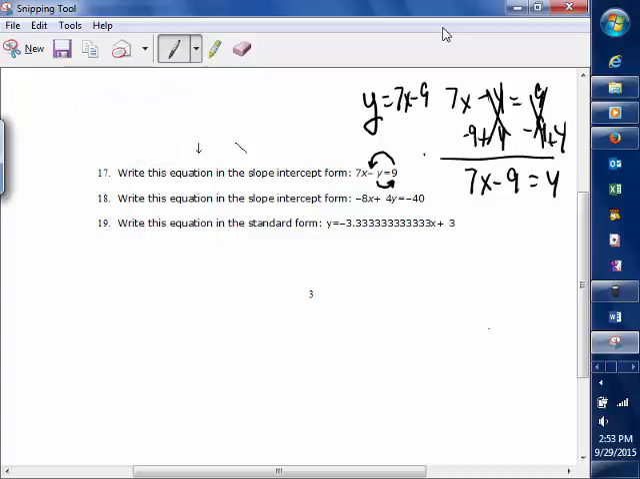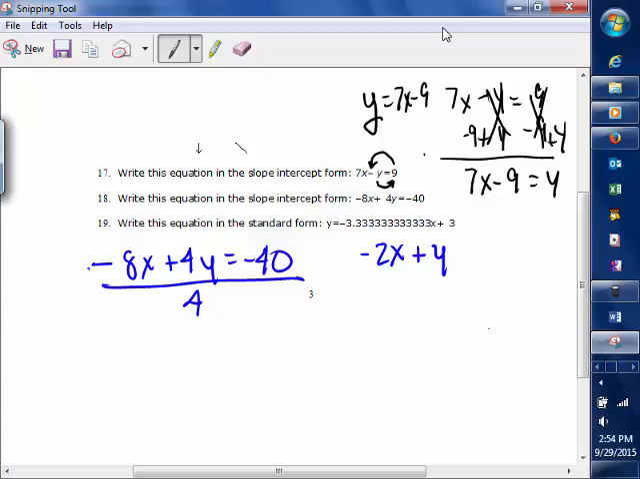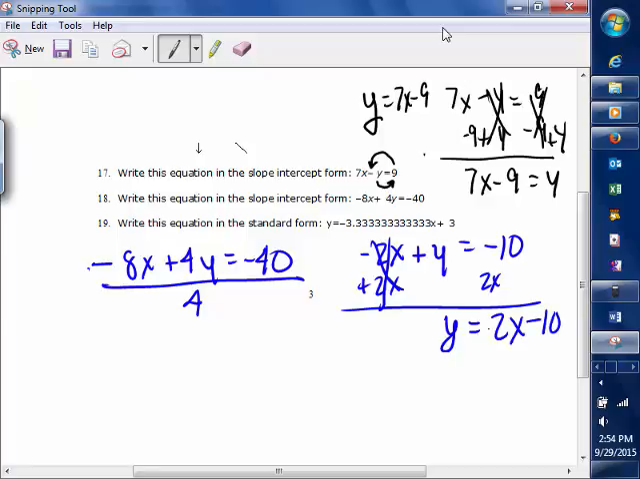Next one. Write this in the slope-intercept form, so we want y all alone, negative 8x plus 4y equals negative 40. Let's divide everything by 4 first, so that we get negative 2x plus y equals negative 10. Add 2x to both sides. We get y equals 2x minus 10.